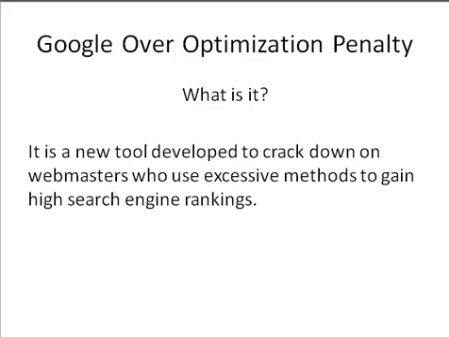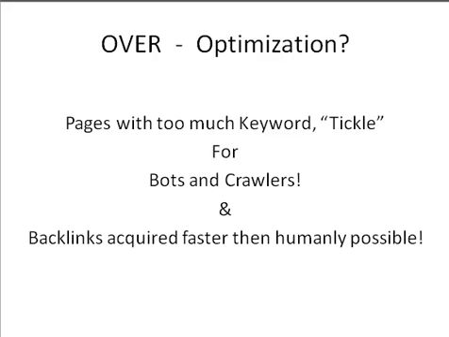Google over-optimization penalty. What is it? It is a tool developed to crack down on webmasters who use excessive methods to gain high search engine rankings. Over-optimization: pages with too much keyword tickle for the bots and crawlers, and backlinks acquired faster than humanly possible.